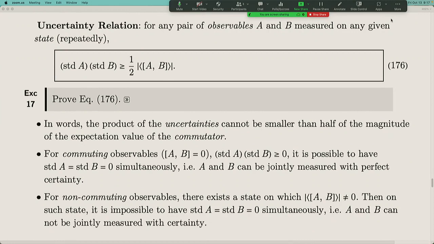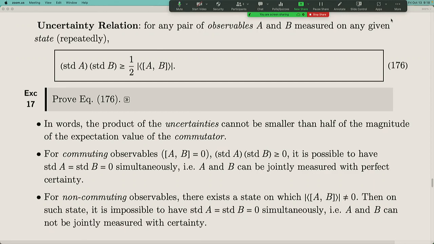In classical physics, any observable can be simultaneously measured to arbitrary accuracy, but in quantum mechanics, that's no longer the case. For any pair of observables A and B measured in any given state repeatedly, you can collect the statistics and find the standard deviation of A and the standard deviation of B. Then this theorem tells you that the product of the standard deviations of these two observables will always be greater than or equal to the absolute value of the commutator's expectation value on the state, with a factor of 1/2 in front. This is called the uncertainty relation.